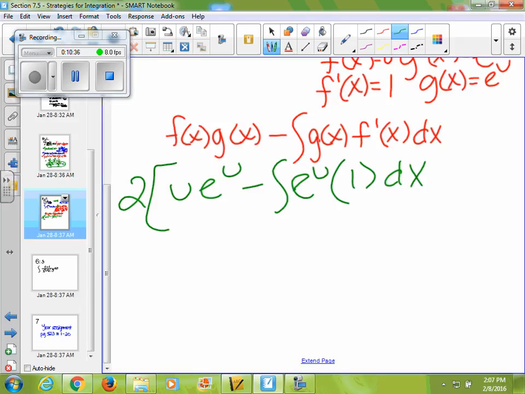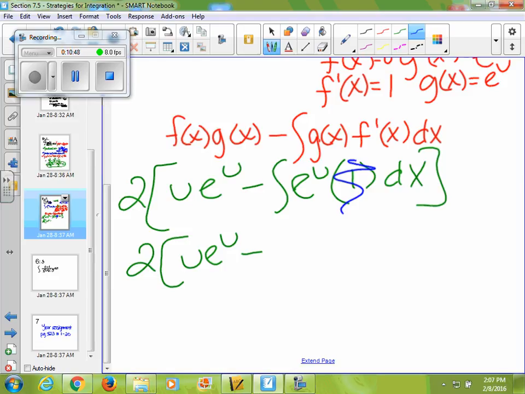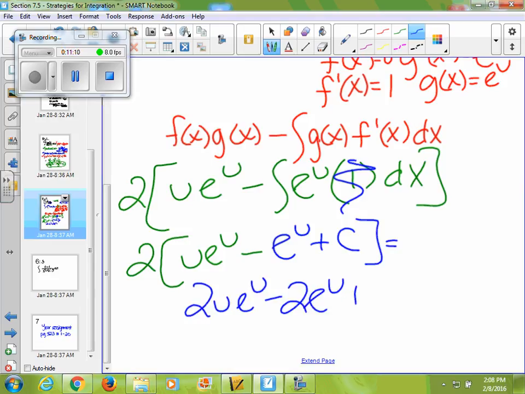So, if I continue then to integrate, I still have that 2 out front, u e to the u. E to the u times 1 is just e to the u, so I can ignore that 1. And the integral of e to the u we know is e to the u plus c. And if I distribute that to the important pieces, you don't have to distribute it to the c, I get 2u e to the u minus 2 e to the u plus c.